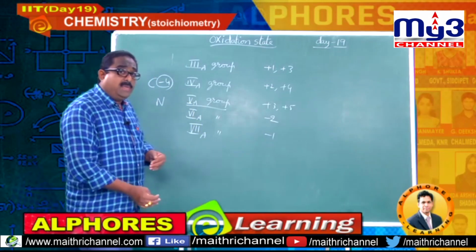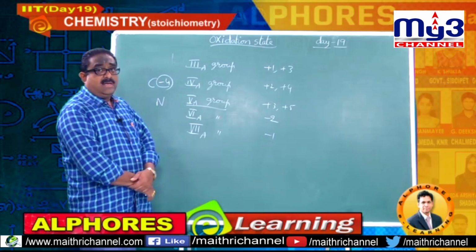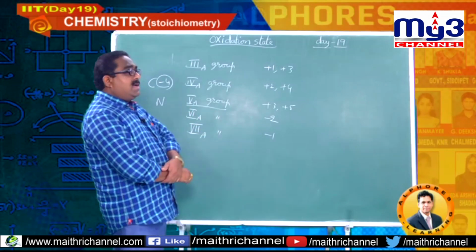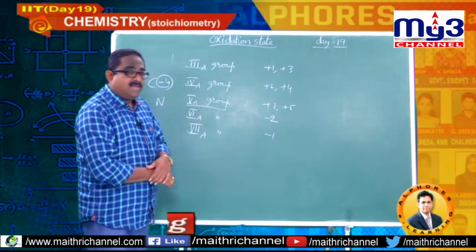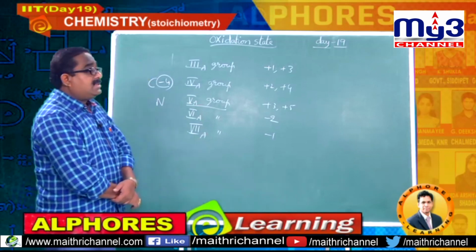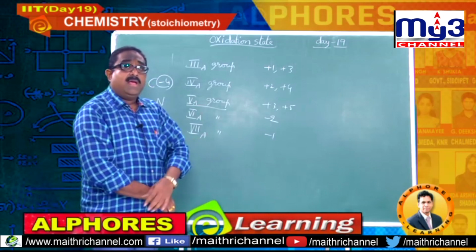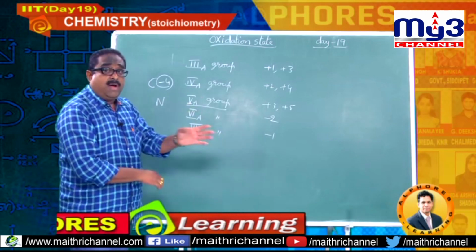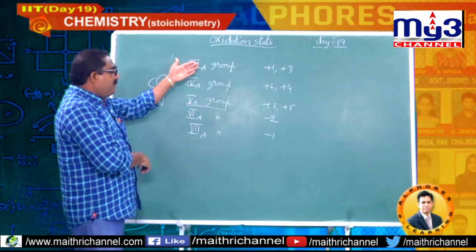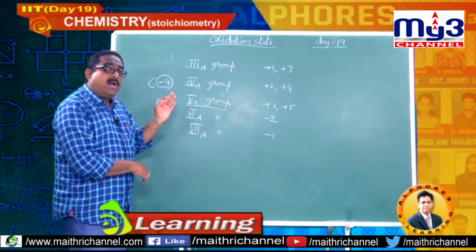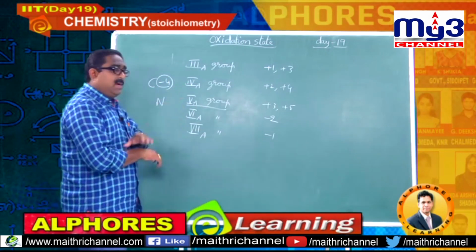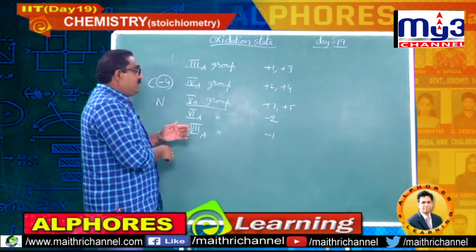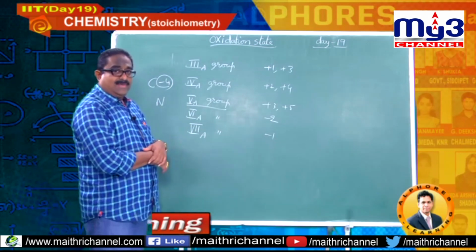So, the same element can exhibit more than one type of oxidation state, depending on which compound it is present in and what bonding exists in that compound. Based on that, one can say the oxidation state of an element may or may not be constant. It may vary. Here I have given the common oxidation states exhibited by the respective elements in their groups. So, please note it down and then I will go for the next rule.